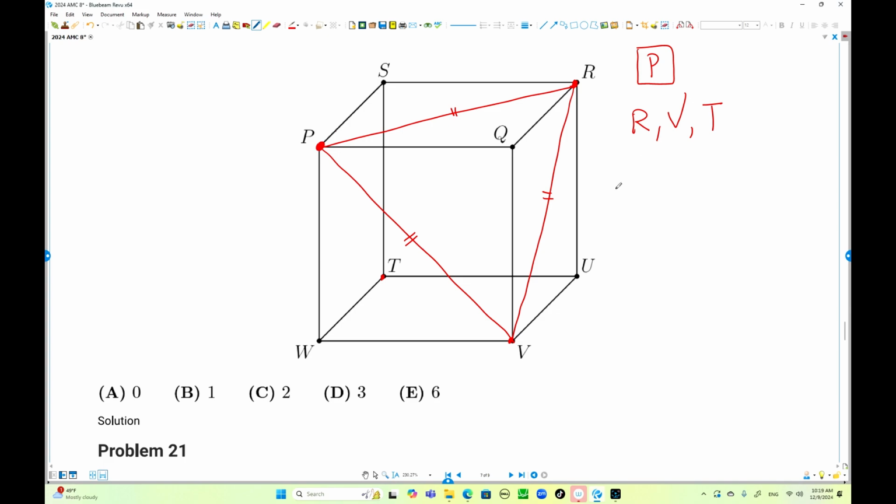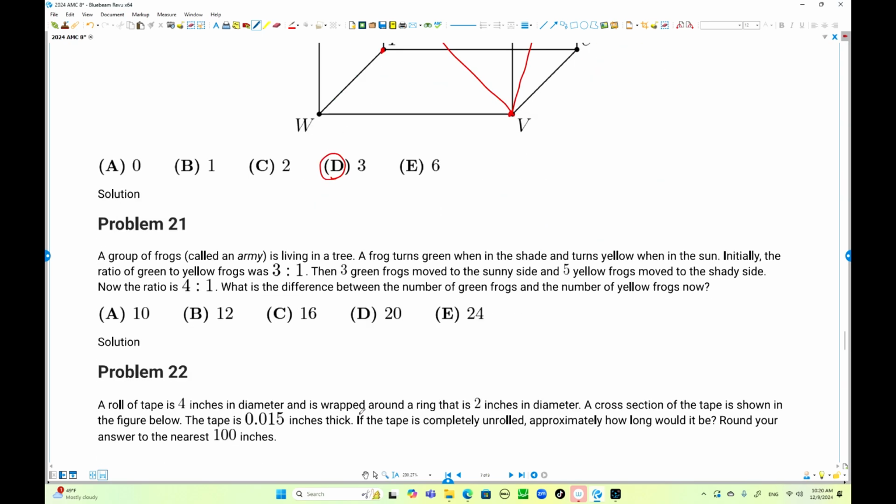So we choose what? 2 vertices out of 3, right? So we got P, R, B; P, R, T; P, B, T, okay? So how many? 3 choose 2 equals 3, isn't it? 3 is the possible number of equilateral triangles, okay?